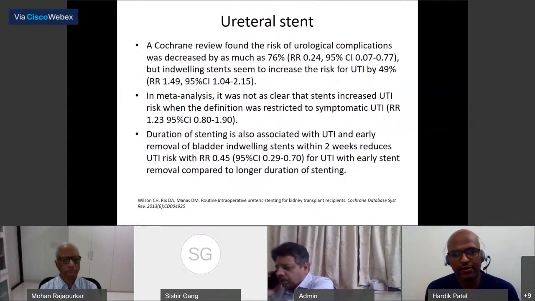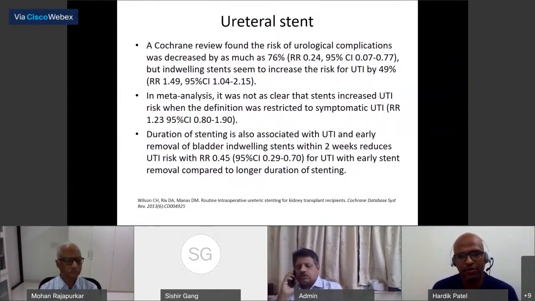A word about ureteral stents, which are very much talked about whenever there is infection. A Cochrane review has found that urological complications are significantly decreased by putting in stents, but again there is an increased risk of UTI.